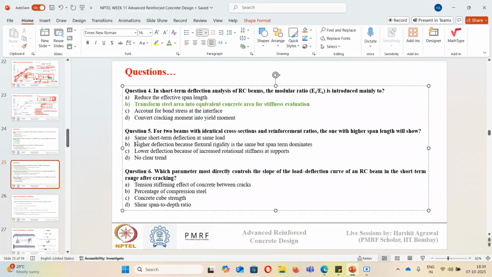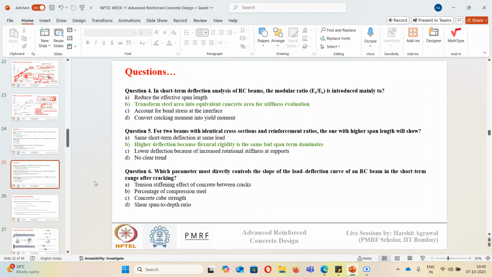Yes, the correct answer is B. For a point load, deflection is directly proportional to the cube of the span length, and for a uniformly distributed load, deflection is directly proportional to the span length to the power 4. Even though we have identical cross section and reinforcement ratio, the EI value of the sections will remain the same. But the longer span beam will undergo larger deflection, since the span term dominates. So the answer will be B.